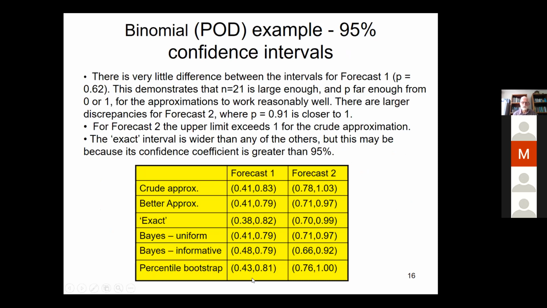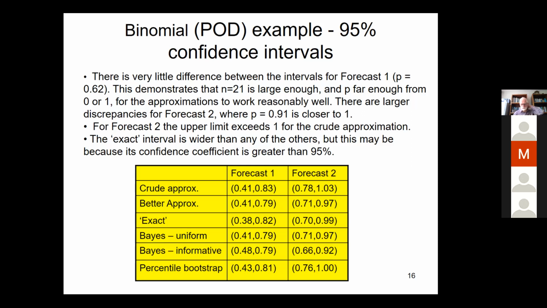The forecast one, there's very little difference between the crude and the better approximation. That's because P is quite a long way away from 0 or 1, so the normal approximation, Gaussian approximation, is pretty good. So doing the more sophisticated one doesn't make a lot of difference. For forecast 2, things get a lot worse, especially if it gives you a range that goes outside the values 0 to 1, which is, well, not possible. That's because for forecast 2, where P is actually quite close to 1, the Gaussian approximation is not very good.